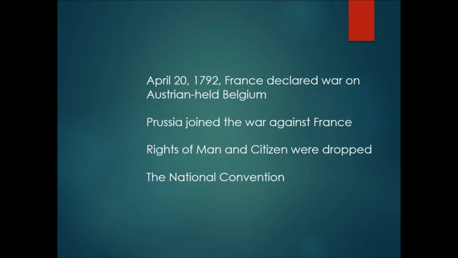The French reacted pretty badly to all of this because they had an army, but it really wasn't a well-formed army. So they suspended the Rights of Man and Citizen, that very important document that they created, and they reformed their government into the National Convention. Originally it was the National Assembly, then it went to the Legislative Assembly, and then during this war it switched names to the National Convention to deal with all of the new things that were happening and to form a new constitution that could deal with all of this.